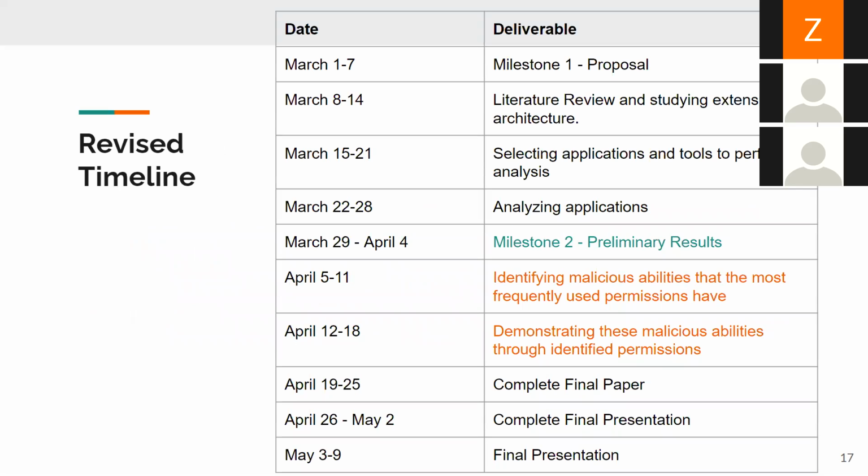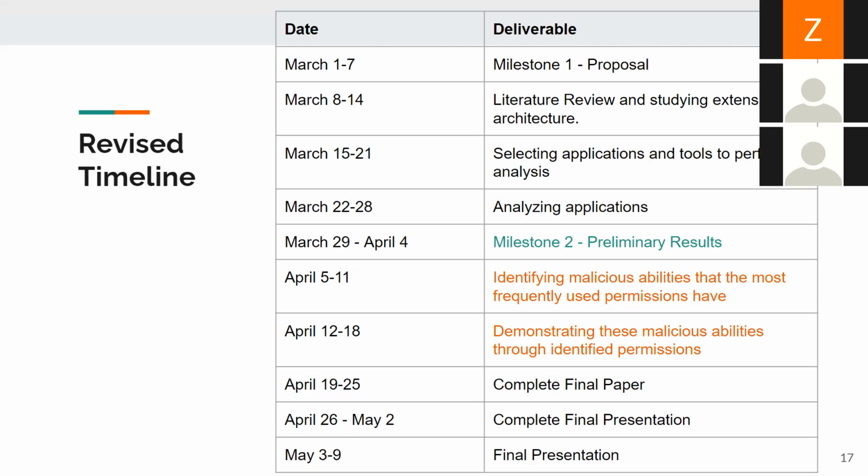We will be moving away from the initially proposed timeline because we feel that we can now combine both proposed plan A and proposed plan B from our milestone 1 presentation. We can look to develop a malicious extension, and also study the permissions themselves and see how they can be exploited.